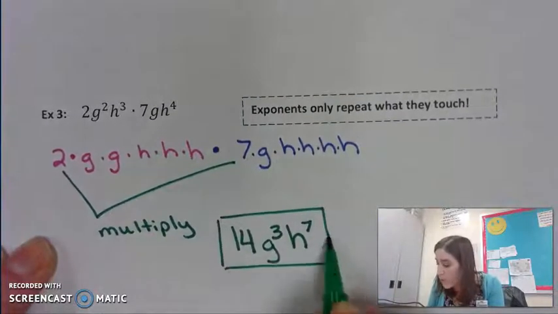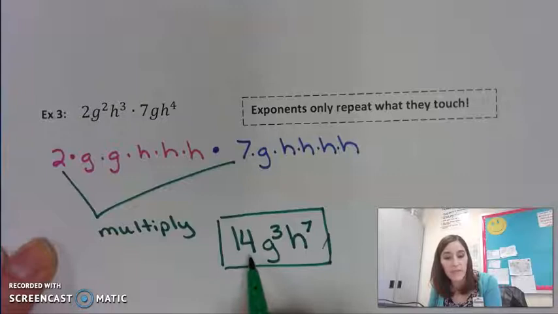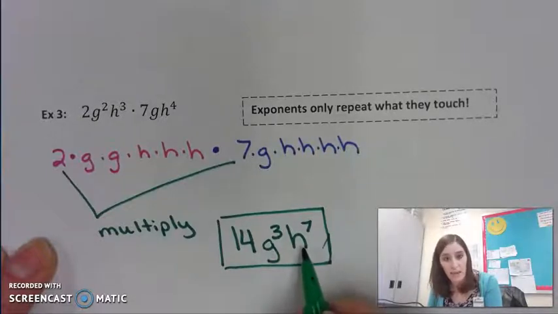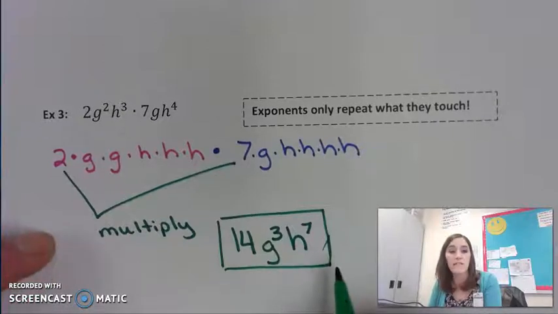I only have one coefficient, that's my big number out in the front. I can only see g written down once, and I can only see h written down once. Okay, so it is simplified.